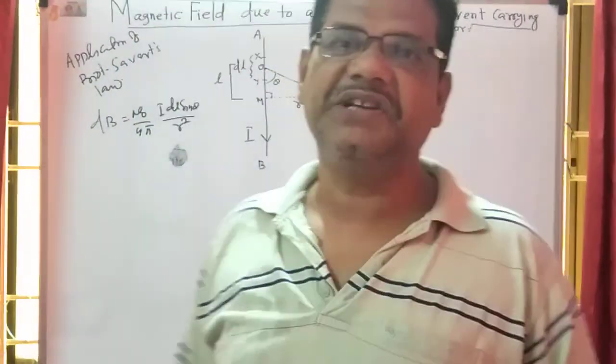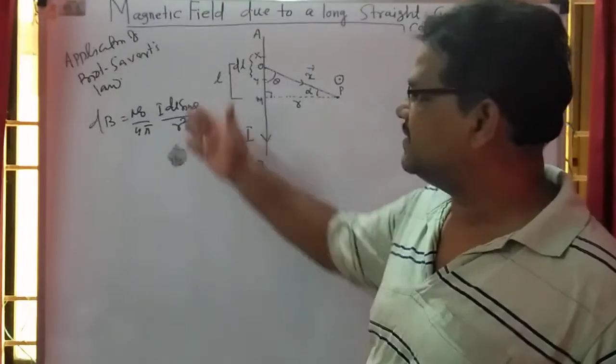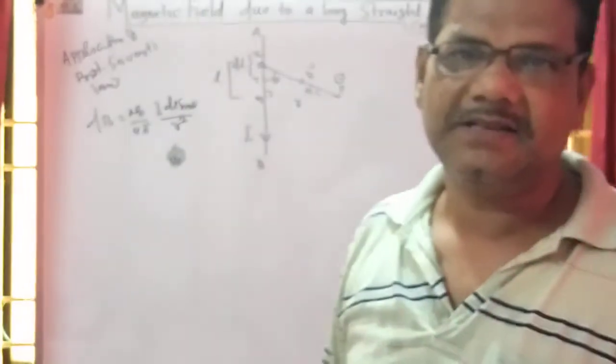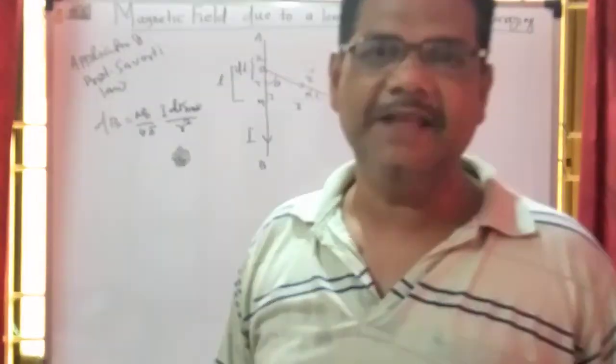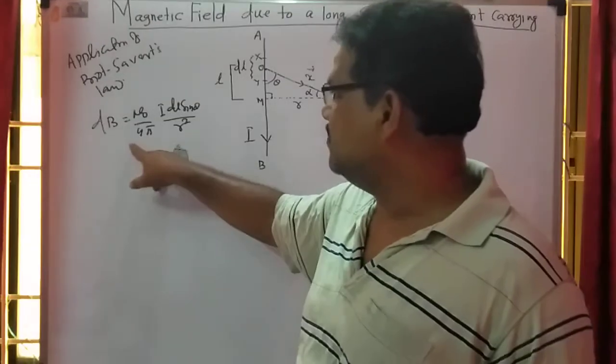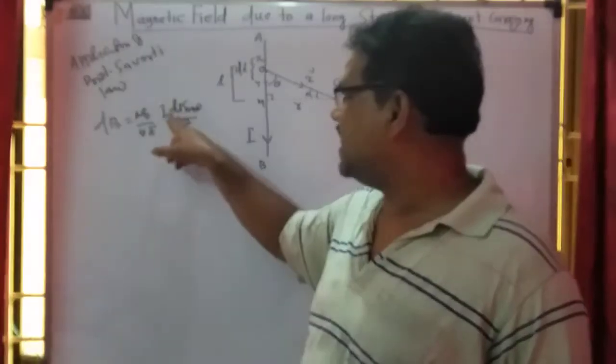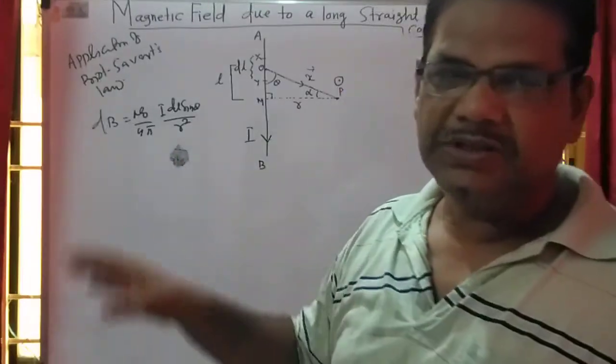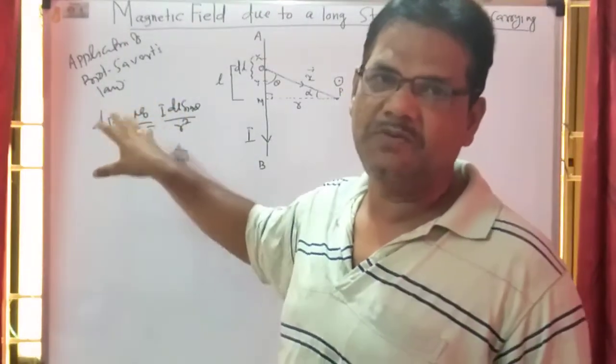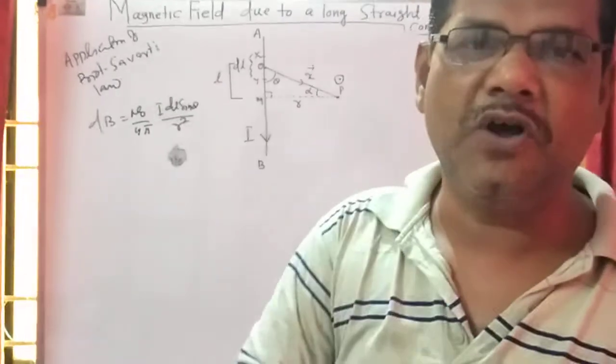Today you have to discuss the magnetic field due to a long straight current carrying conductor. This is the application of Biot-Savart law. You know, Biot-Savart law says that the magnetic induction at a point due to a current carrying element dl is equal to mu naught upon 4 pi I dl sin theta upon r square. This law is only for the small element.